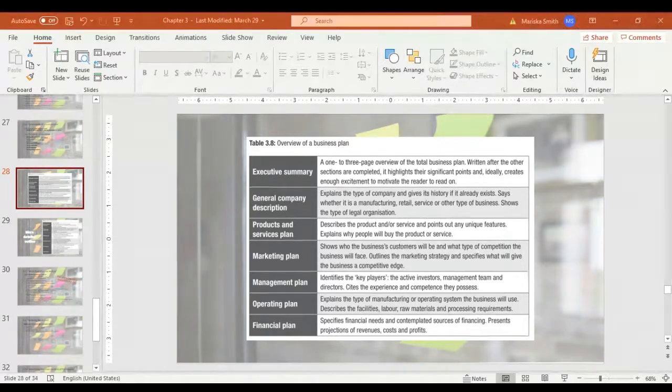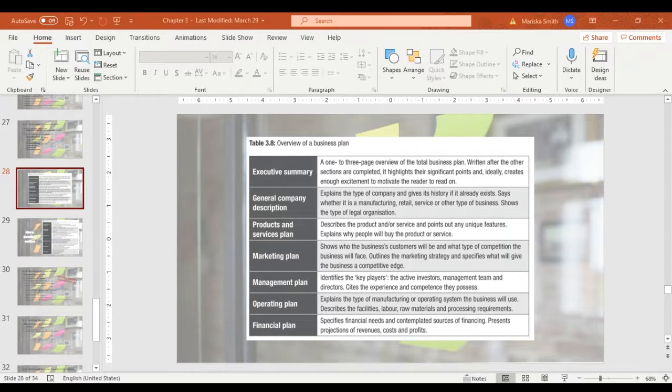So this basically explains the type of company, and gives a history if the company already exists. So for instance, let's say we have an online company, we've been selling products online, and we would very much like to now open a shop where we can also sell the products to other customers. So this is obviously a company that already exists. So we can give a little bit of background and history on the company. And the next one is the products and service plan.